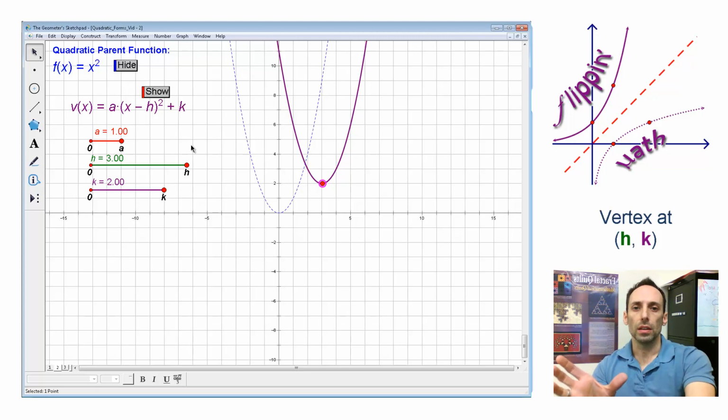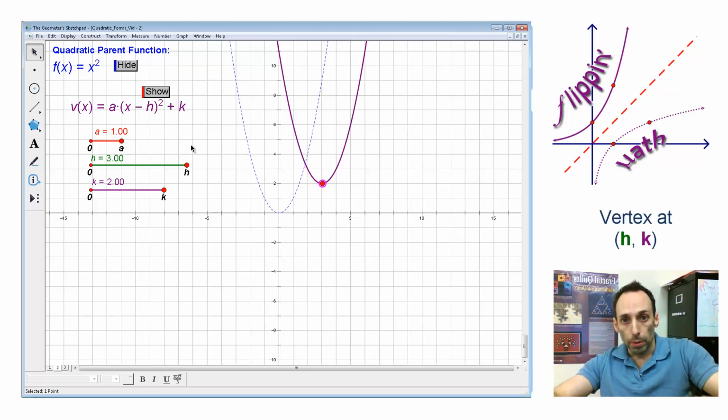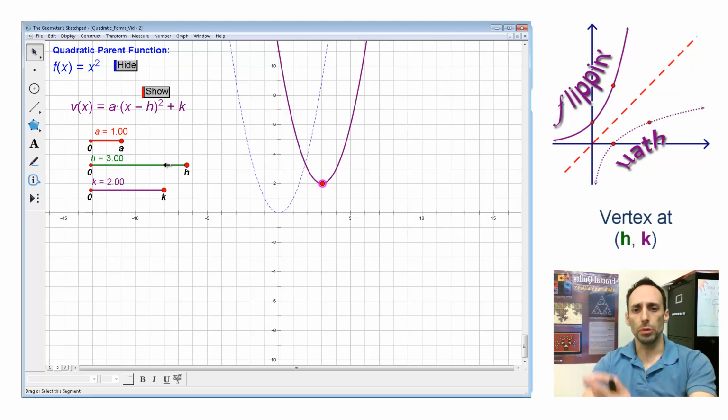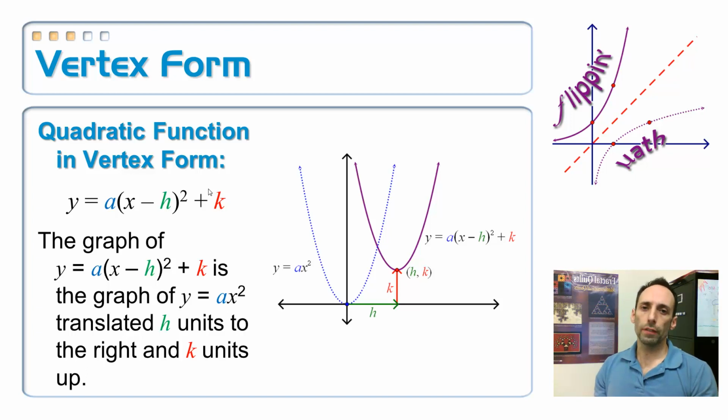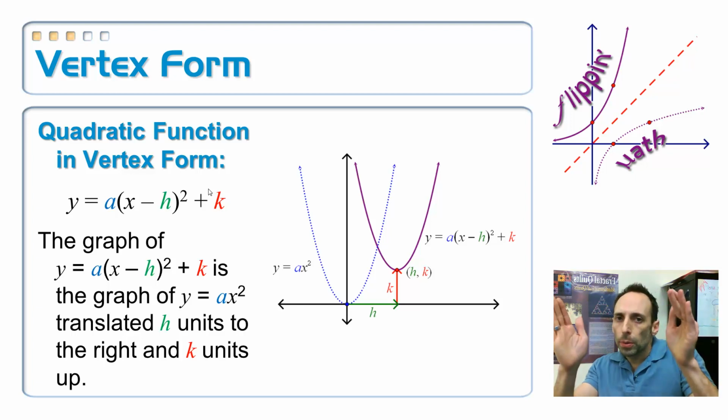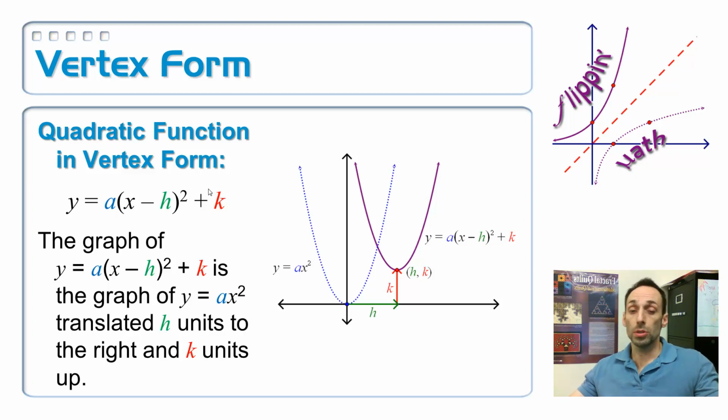The a will still make it fatter or skinnier and flip it upside down. And the h and k are going to move it left, right, up, down. So when your quadratic function is in vertex form, it looks like this: y equals a times x minus h squared plus k. And remember, the a does the same thing on the vertex form as it used to do on the standard form. That is, it makes it skinnier if it's bigger than 1, fatter if it's between 0 and 1, and then reflects it across if it's negative. And the h and the k move it left, right, up, and down.